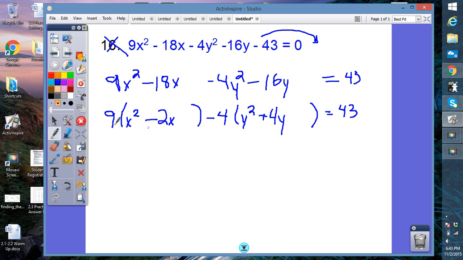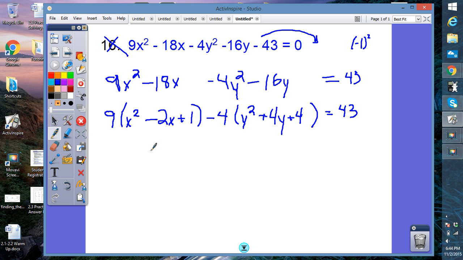Okay, now we're ready to complete the square inside the parentheses. Remember what we do? We look at the middle term, take half of it, which is negative 1, and we square it. So negative 1 squared. Remember, think of it in parentheses. Negative 1 squared is going to be a positive 1. And take half of 4, which is 2. 2 squared is a positive 4.